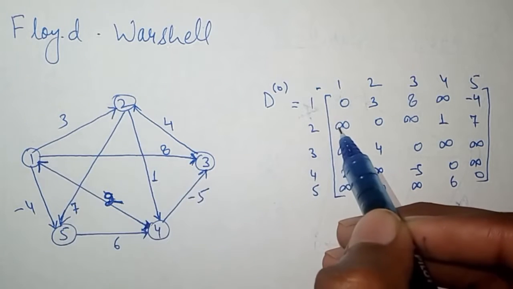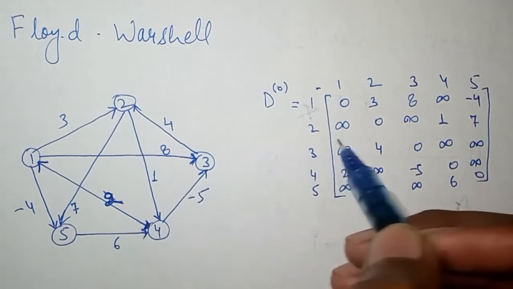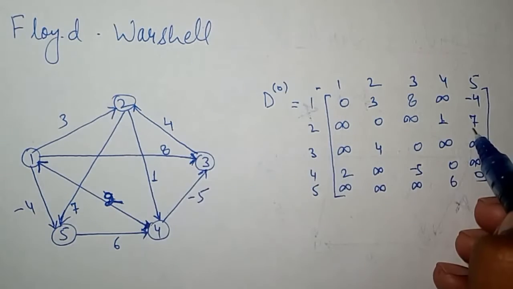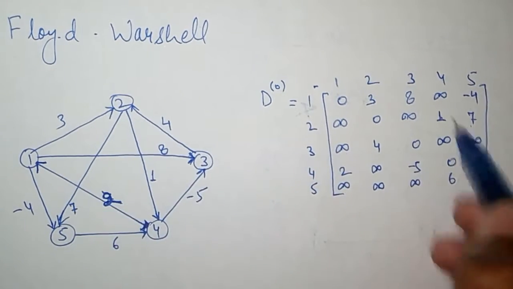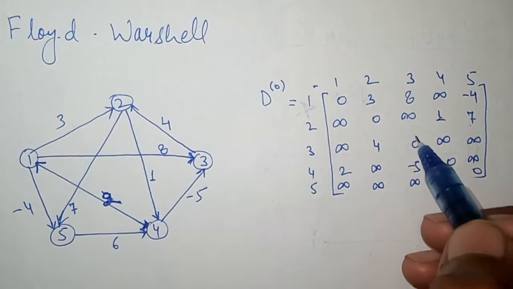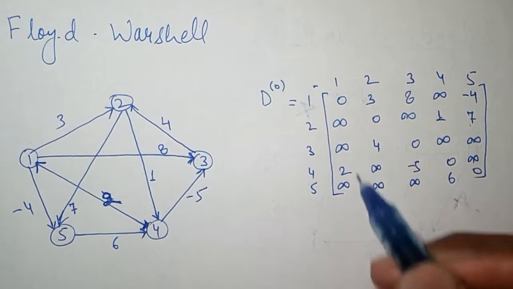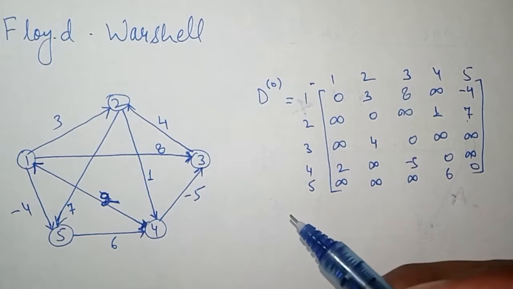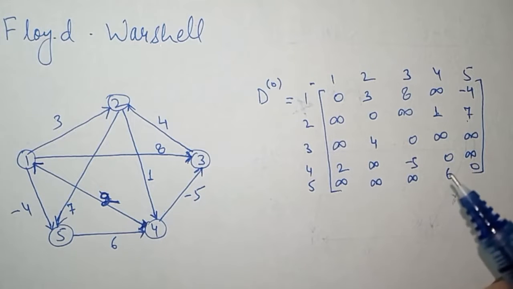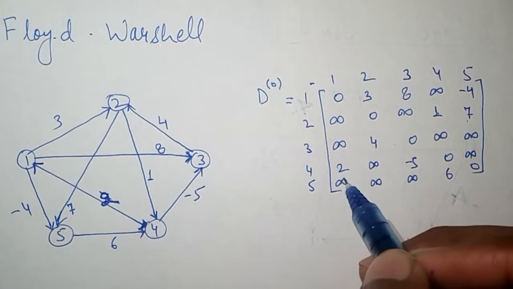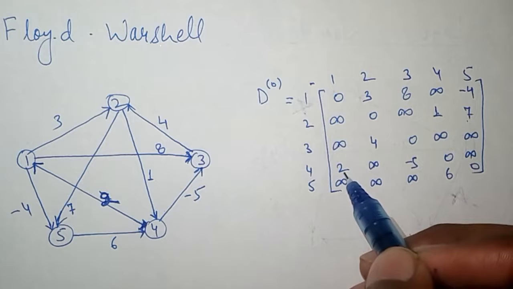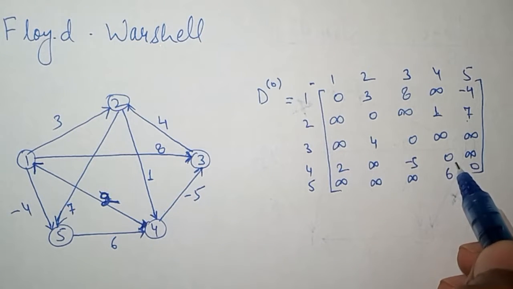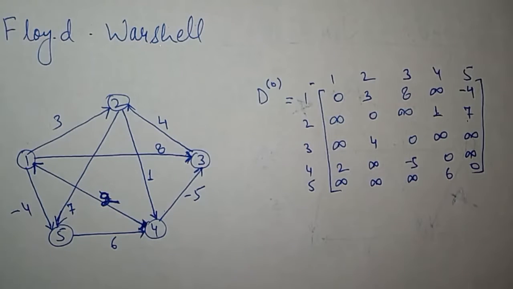2 to 1 is infinite, 2 to 3 is again infinite, 2 to 4 is 1, and 2 to 5 is 7. So all the elements can be filled in the D0 matrix by this method. The D1 matrix can be found by using the D0 matrix in a way that the first row and first column of the D1 matrix will be the same as in the D0 matrix, and the diagonal elements of the D1 matrix will also be 0. So let's check this out.